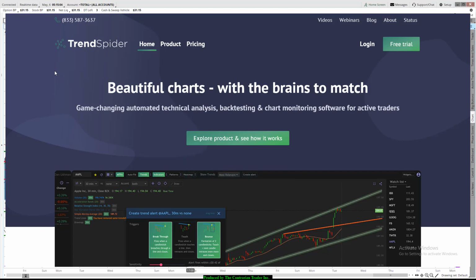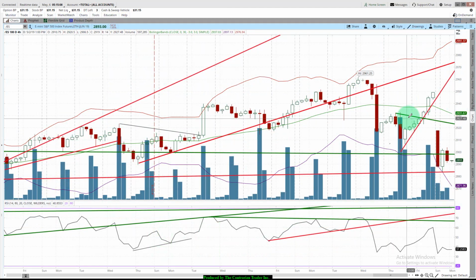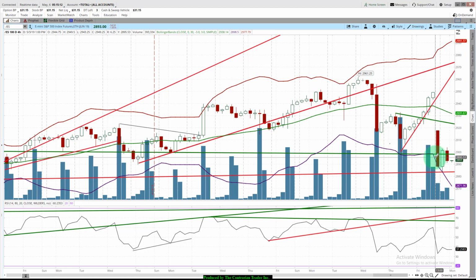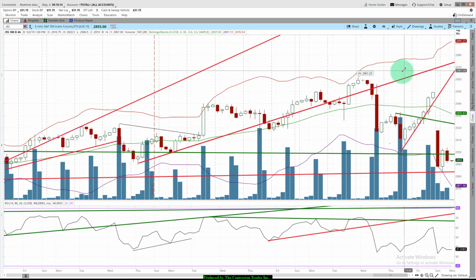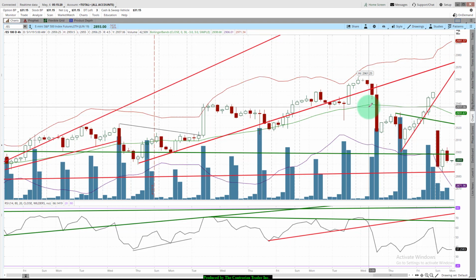So let's get to the charts. Let's begin with the ES E-mini futures. This is a 4-hour chart. You can see the gap down overnight. A lot of technical damage has been done here. Remember that we did break out to new all-time highs. That is now over and done with. That's a breakout point failure or a bull trap.